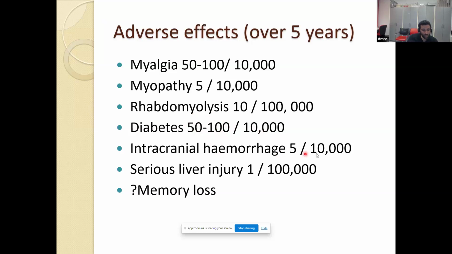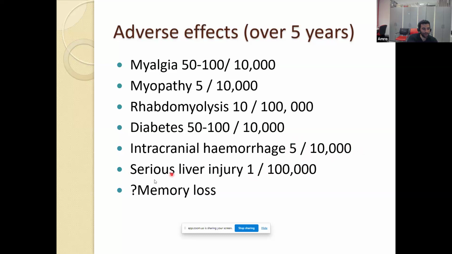There is a very small risk of intracranial hemorrhage, which most people don't know about. Very small association, 5 in 10,000. I don't normally tell patients that there's a 5 in 10,000 risk that you might have an intracranial hemorrhage, because that will scare them off. But what I do is, if a patient has had an intracranial hemorrhage on a statin, I stop the statin, and I'd probably think long and hard about restarting it. Serious liver injury, 1 in 100,000, very, very rare, which is why we monitor the LFTs.